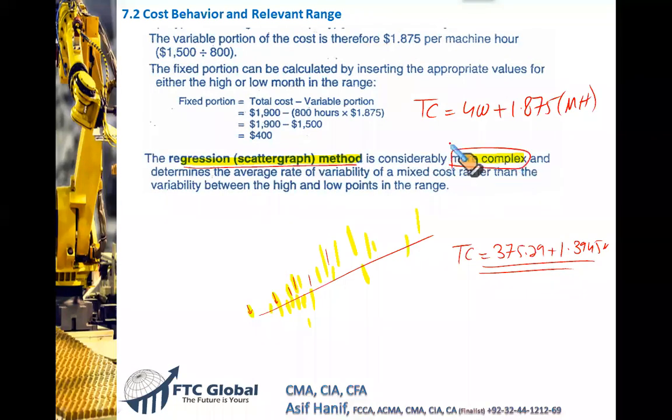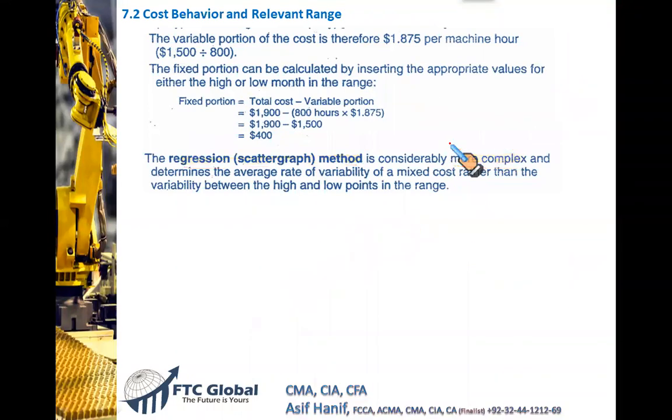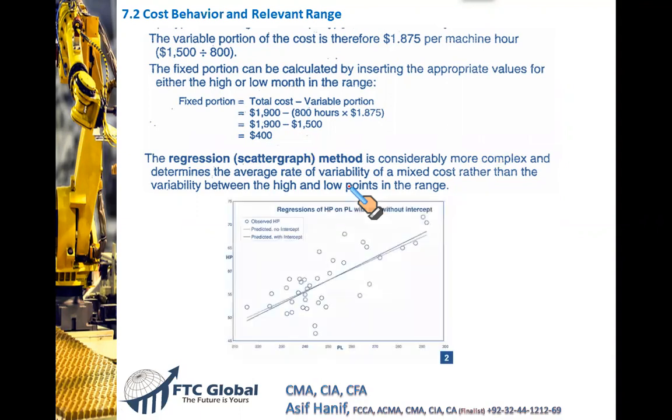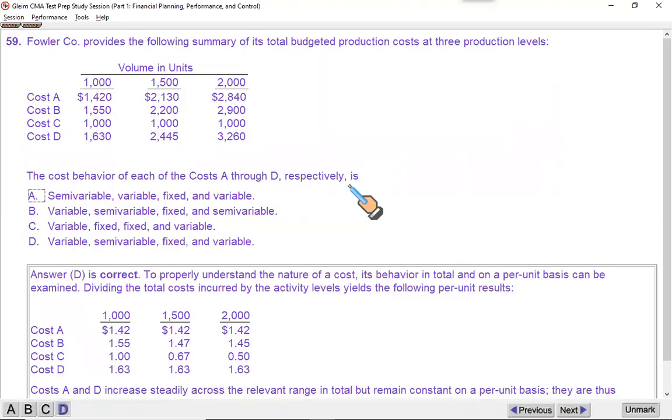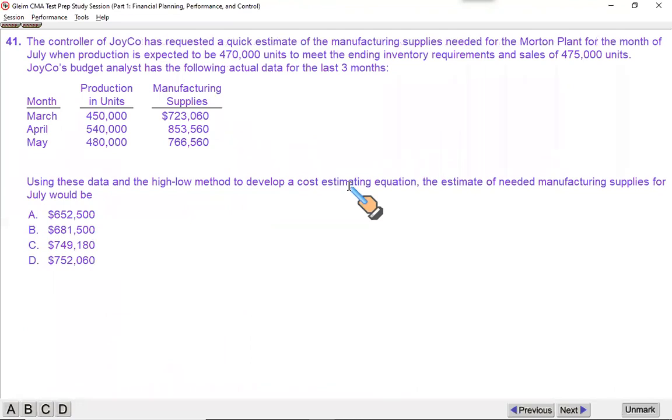So you just need to know that this method exists. If it is tested on the exam, you will simply be given the equation and you will have to apply it. You don't have to derive the regression equation. Otherwise, if the equation is to be established, you will use only the Hi-Lo method to derive the equation. So let us do a few questions to understand the idea. Now here we have, this is it.